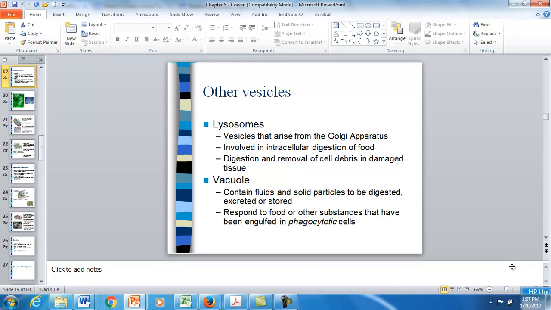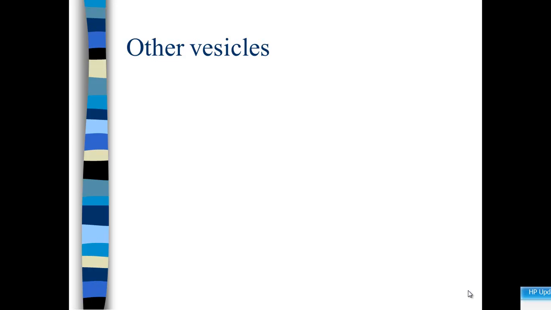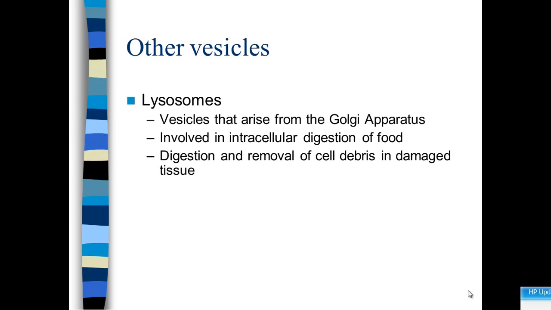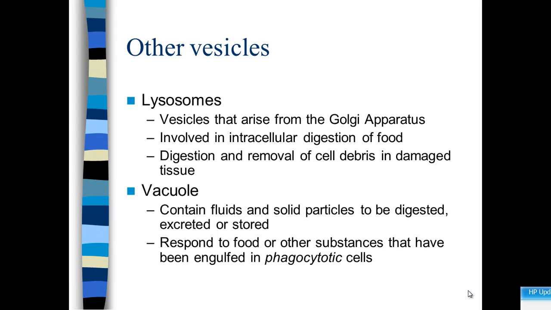Other vesicles include lysosomes. Lysosomes are actually packaged in the Golgi bodies, and they specifically have enzymes that will digest large food particles. This is the stomach of the cell, and there are many lysosomes that will merge with vesicles that contain large particles of food.